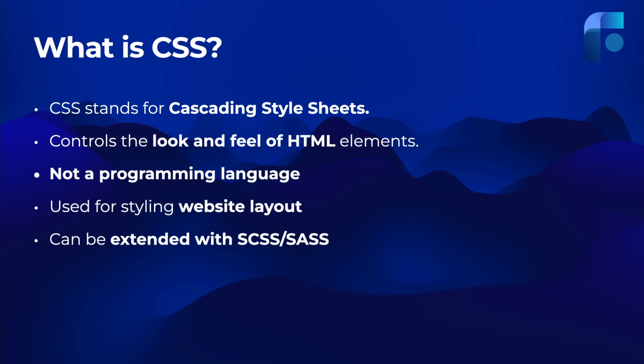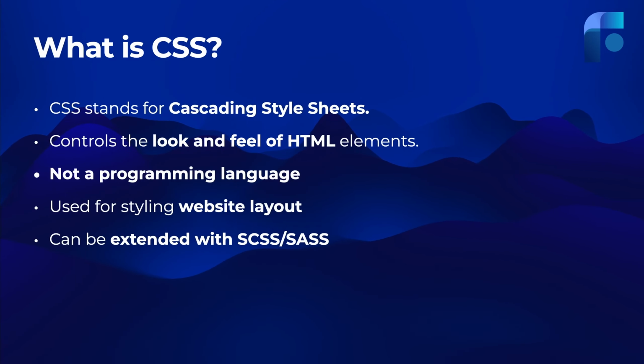So what is CSS? Well, CSS stands for Cascading Style Sheets, and cascading means to fall downwards in a certain way, and that'll make a lot more sense when we look into things like specificity and how CSS is ordered on the web page. But for now, all you need to know is that it stands for Cascading Style Sheets.